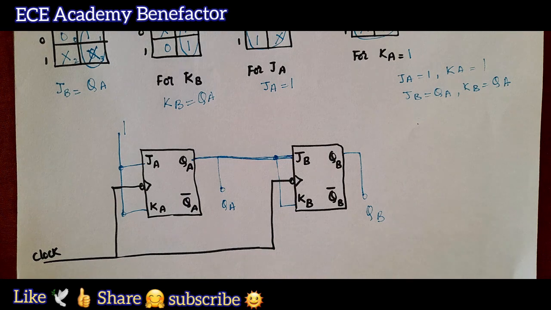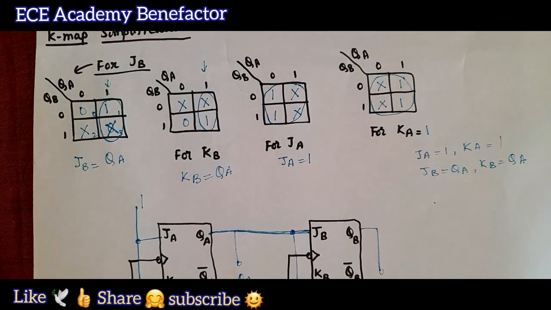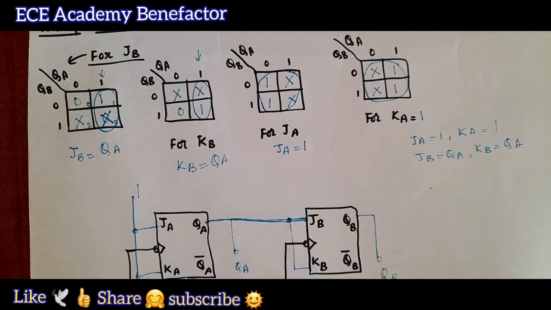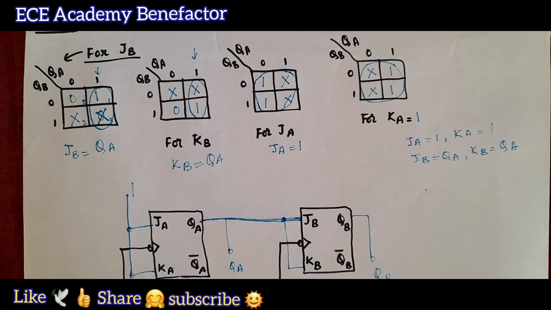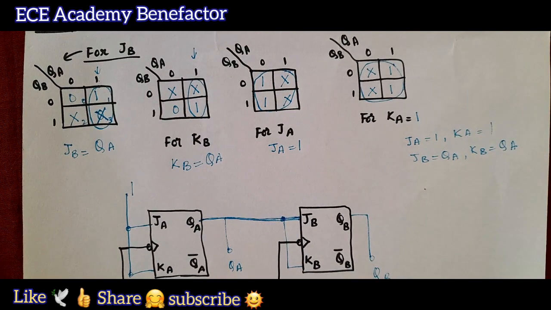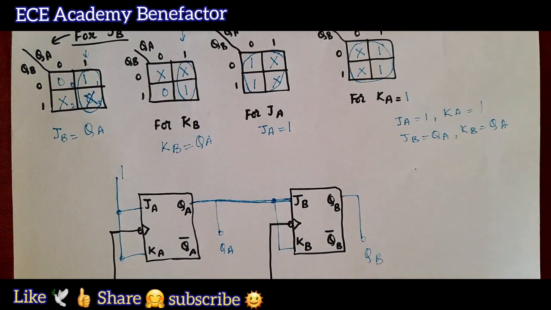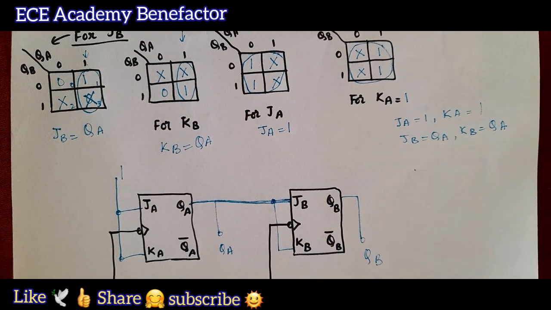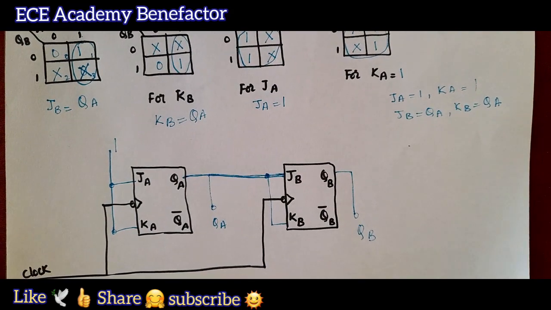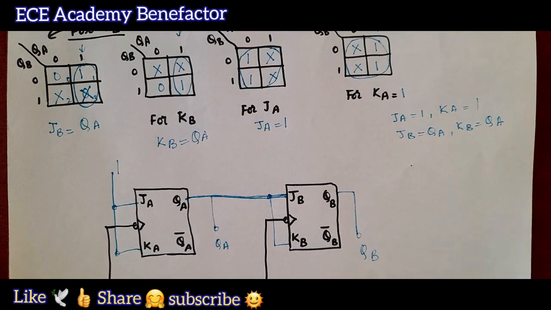I hope you have understood the class. If you have any queries, you can post in the comment section. So what are the steps required? First is state diagram, transition table. To fill the transition table, we need the excitation table, then simplification of K-map and finally the logic diagram. I hope you have understood the class. Thank you. Good luck, students.